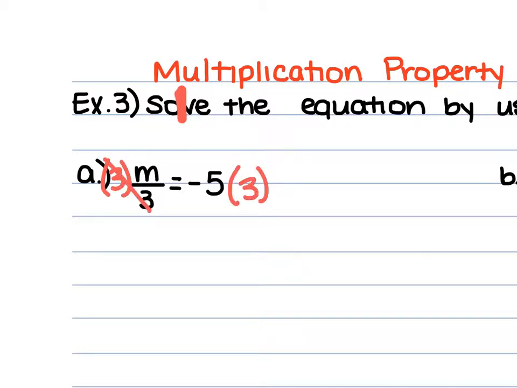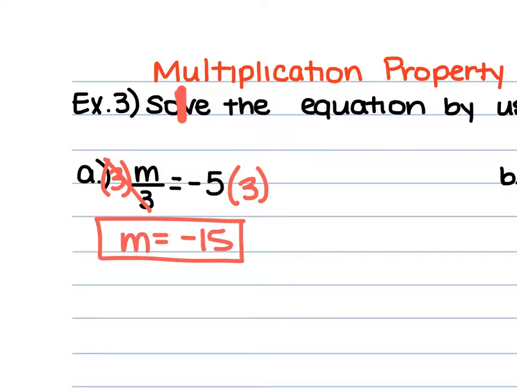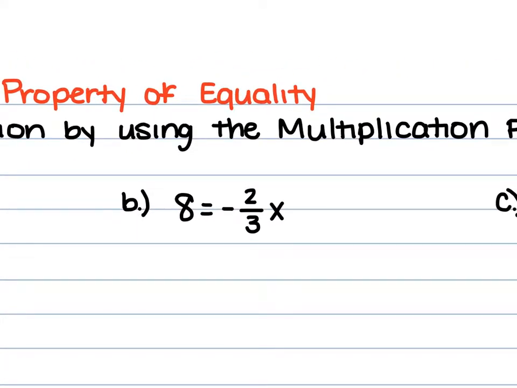And negative 5 times 3 is negative 15. So m is equal to negative 15. Again, we're doing the opposite operation that's happening here. If we look at b, we have 8 is equal to negative 2/3 times x. So the opposite of multiplying by that 2/3 is going to be dividing by it.